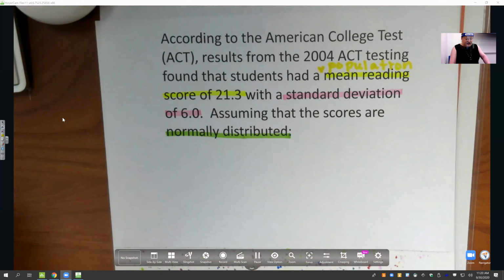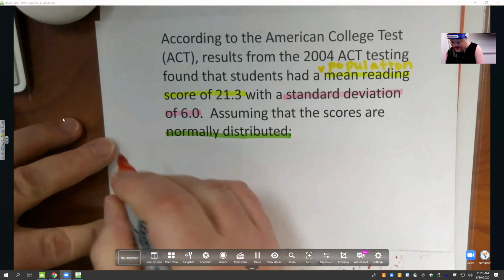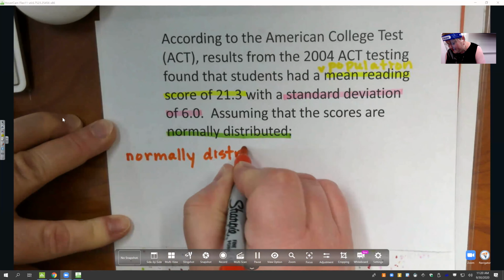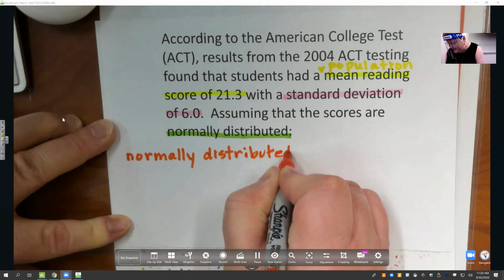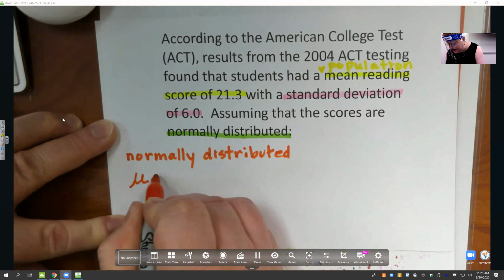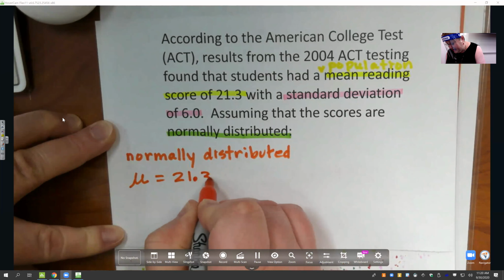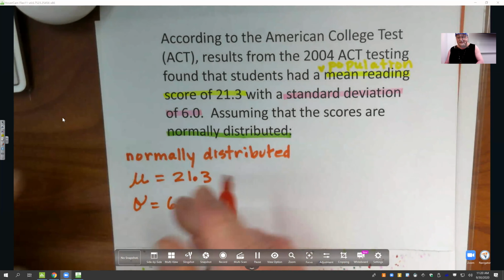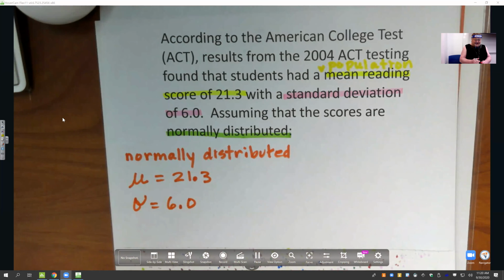So if you're reading the question on the computer, as I'm reading through it, I would make notes of these things. I would say, okay, it tells me that it's normal, so I know it's normally distributed. So I'm good there. It tells me that my mean is 21.3 and that my standard deviation is 6. I just write it down kind of as a list.